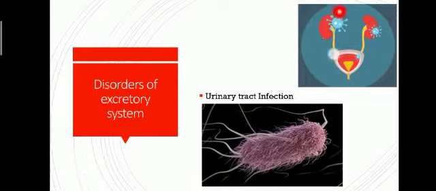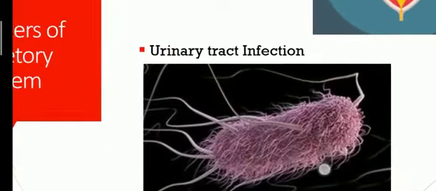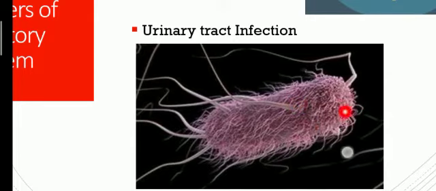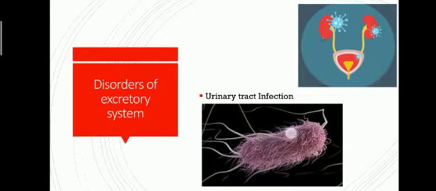So it can be an infection in the upper region, that can be kidney infection, and infection can also occur in the lower region, and that can also be known as bladder infection. And the structure which you can see here is a type of bacteria or microorganism known as Escherichia coli, which is responsible for the occurrence of this infection.